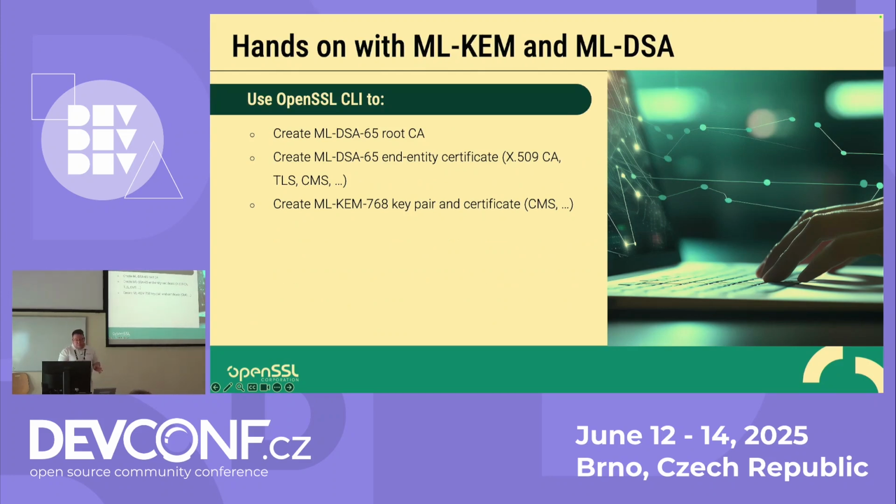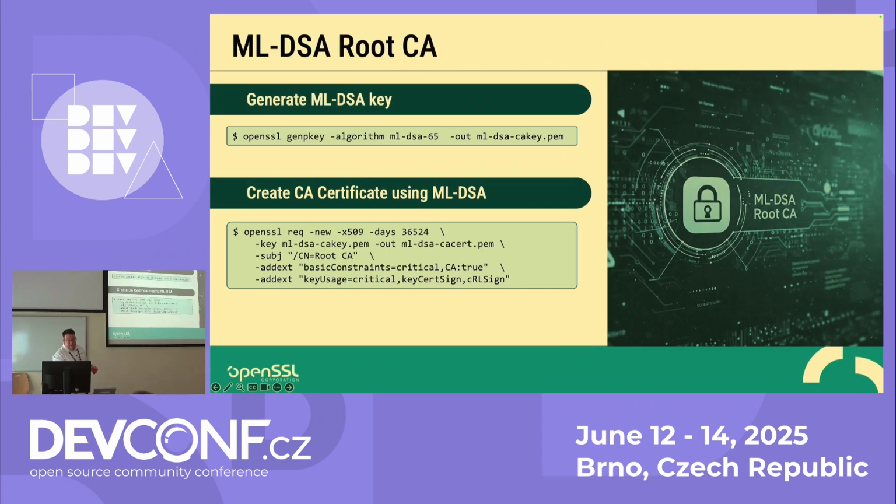So hands-on, what we will do, we will try to create a CA using ML-DSA through the command line. We will create an entity certificate, and we will create an ML-KEM key pair and certificate using CMS. So hopefully you are aware of OpenSSL. First line will generate a private key using ML-DSA-65, and the output will be the ML-DSA CA key. Then we will create a certificate using ML-DSA and using the key.